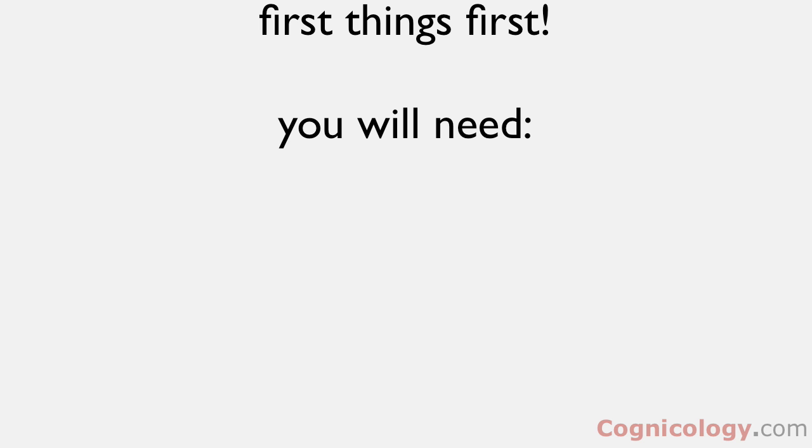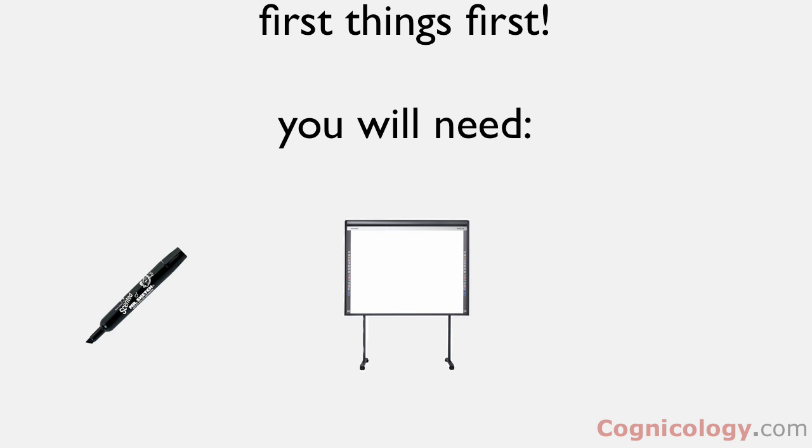First things first, let's talk about materials. Doing a mind cluster is really simple and only requires a small number of items. The first item you need to grab is something to write with. Now, you probably guessed it, but the second item you need is something that you can write on.